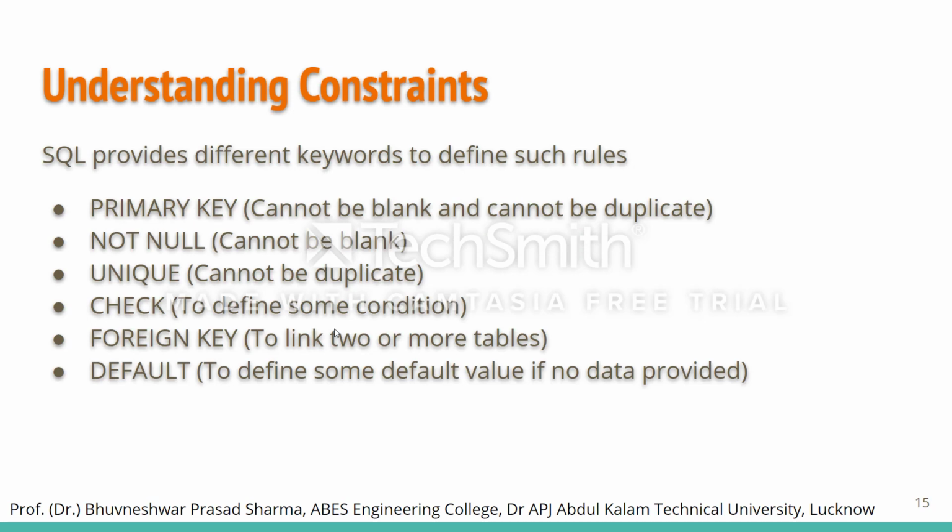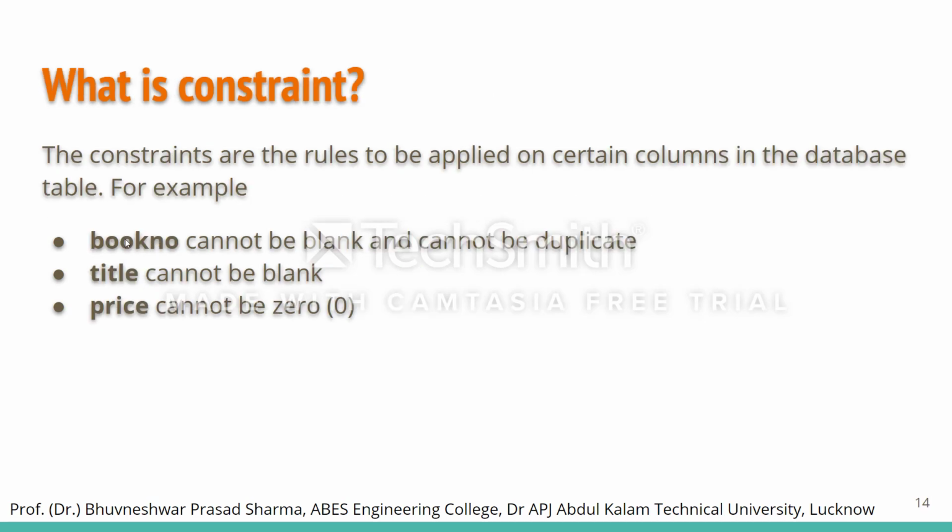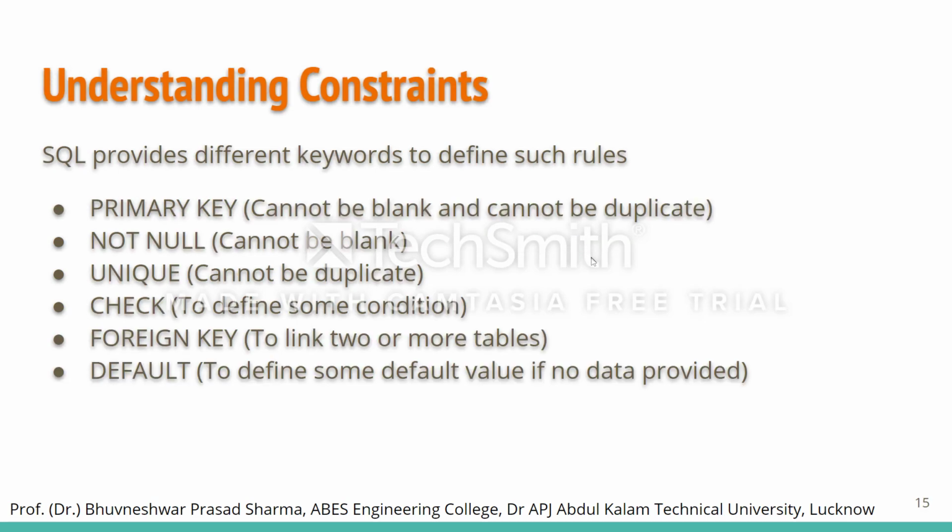But the thing is, how do we apply these rules? SQL provides different keywords to define such rules. The first keyword is called primary key, with a space between the words. Remember, it's primary space key. What is the use of primary key? If we want a certain column that cannot be blank and cannot be duplicate, both situations are covered by primary key. In the last example, the book number should not be blank or duplicate, which means it is called a primary key.